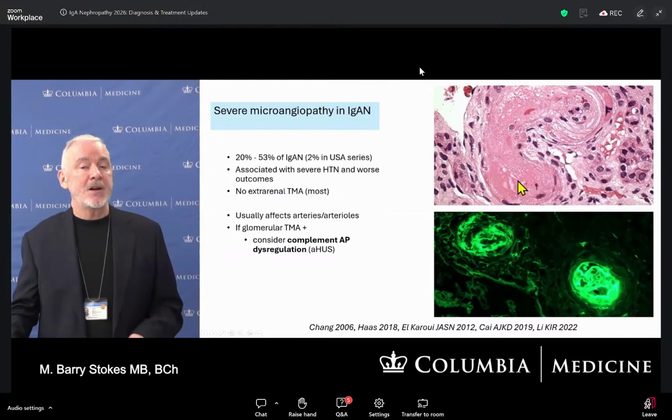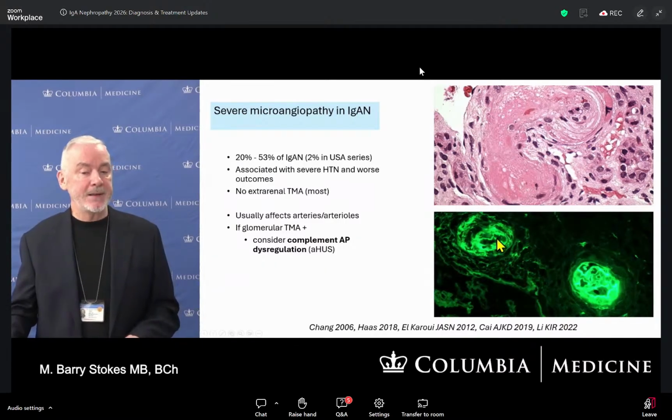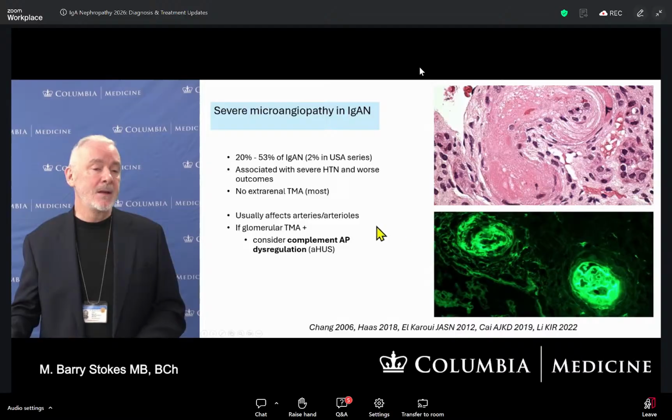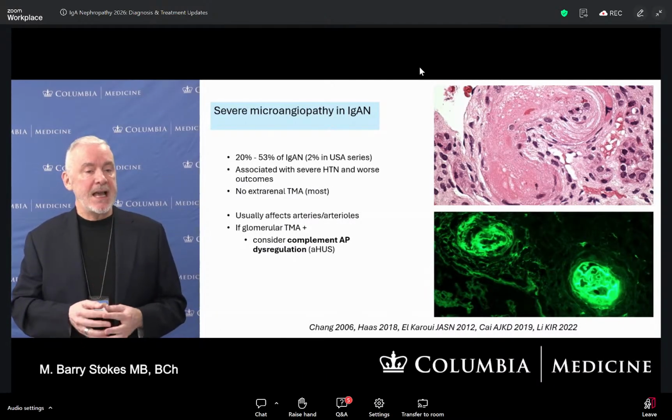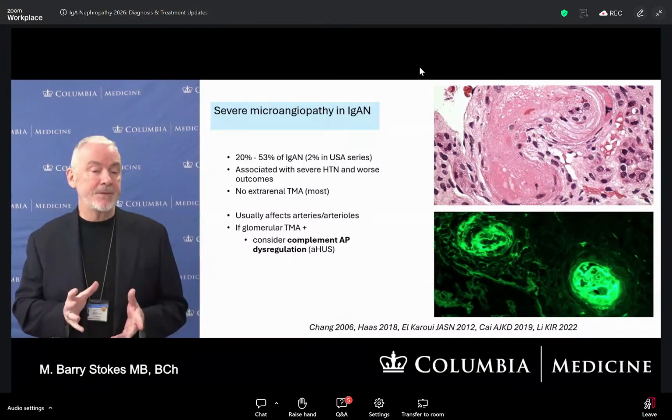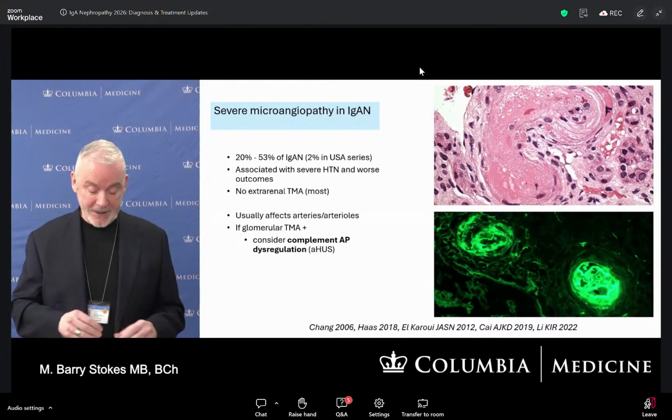This lesion, this is an arteriole here, which is filled with fibrinoid material and entrapped red blood cells, and this is an immunostain for fibrin showing that there's fibrinogen deposition here. This tends to be associated with severe hypertension on presentation and worse outcomes. So it's a bad prognostic marker if you see it, and it's definitely worth describing if it's present.